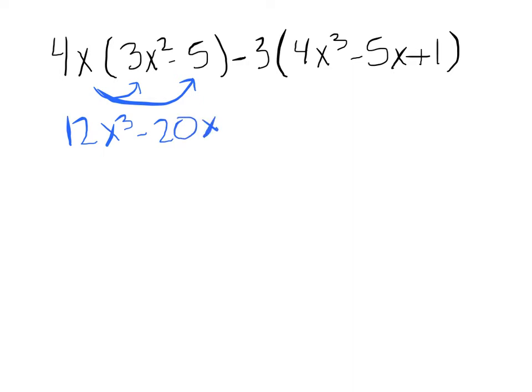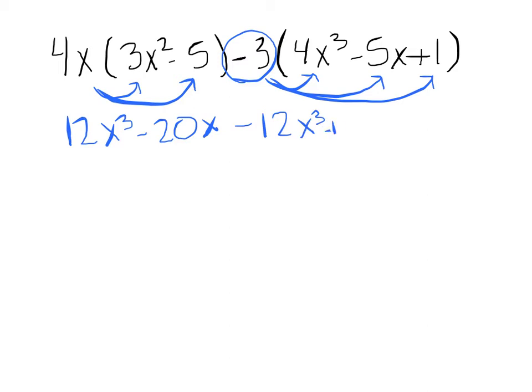Now in our second parentheses, we're distributing not just the 3, we're distributing the whole thing. We're distributing the negative 3. So we're going to distribute negative 3 to all of the terms inside the parentheses. So negative 3 times 4x cubed is negative 12x cubed. Negative 3 times negative 5x is positive 15x. And negative 3 times 1 is negative 3.